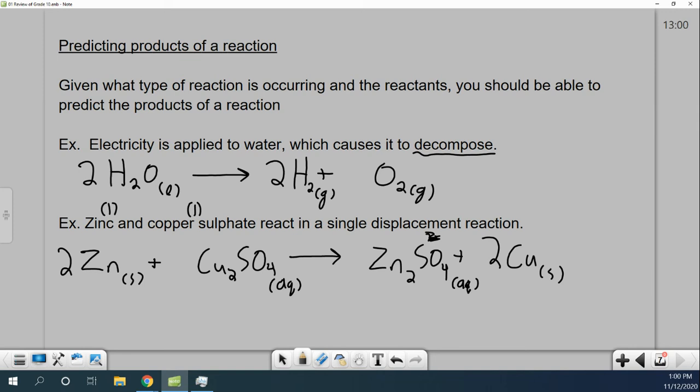But the important part is ignoring the balancing and the states. The important part for this is, would you know that if I gave you zinc and copper sulfate, you would get zinc sulfate and copper? Regardless of what the actual chemical formulas look like, you should know that based on the types of reactions, and you should be able to predict that. So we're going to do a bit of practice with that in a little while, but that basically sums up our review of the grade 10 chemistry stuff that you should know.